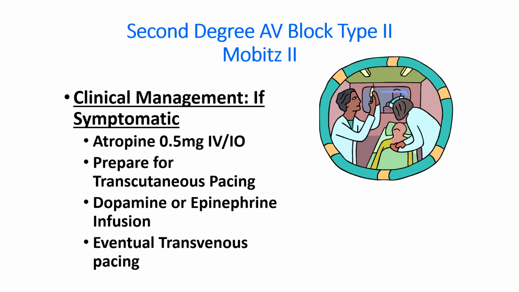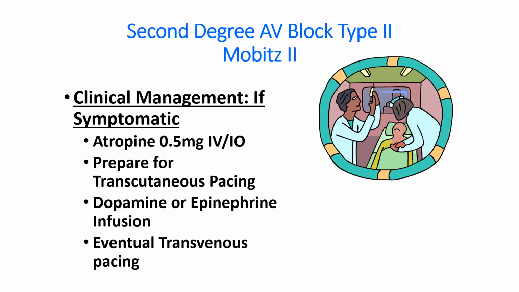Your management is usually going to be your bradycardia, symptomatic bradycardia management, if they're symptomatic. Because the block is below the level of the AV node, atropine may not be effective. You probably will need an external pacemaker to be more immediate, but you are still going to follow the algorithm for bradycardia, which would be atropine 0.5 IV or IO, and apply transcutaneous pacing.